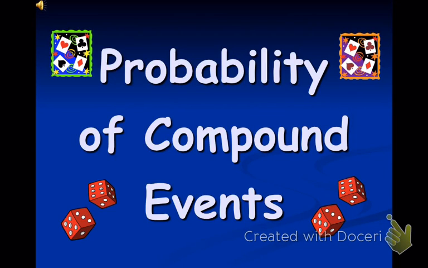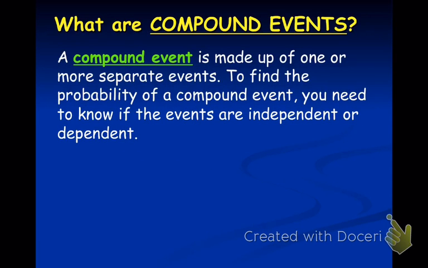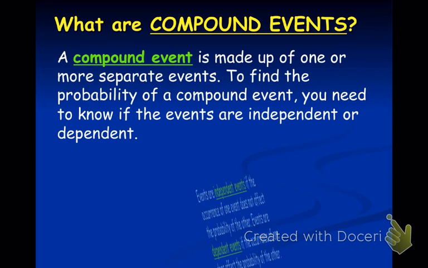So today we are going to continue working with the probability of compound events. We started this yesterday and we focused just on independent events. Now we're going to get into the dependent events. One more time, just to recap the definitions, a compound event is made up of one or more separate simple events. And to find the probability of a compound event, you need to know if the events are independent or dependent first, so you can decide how you're going to calculate the probability.